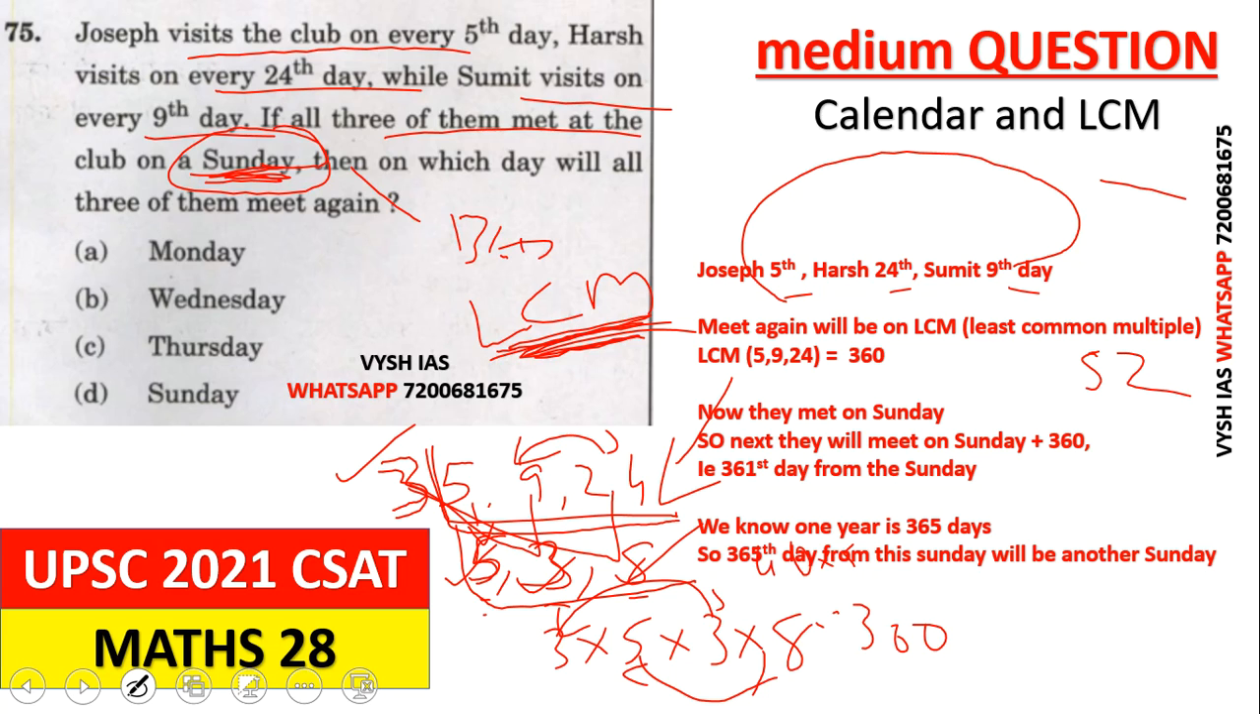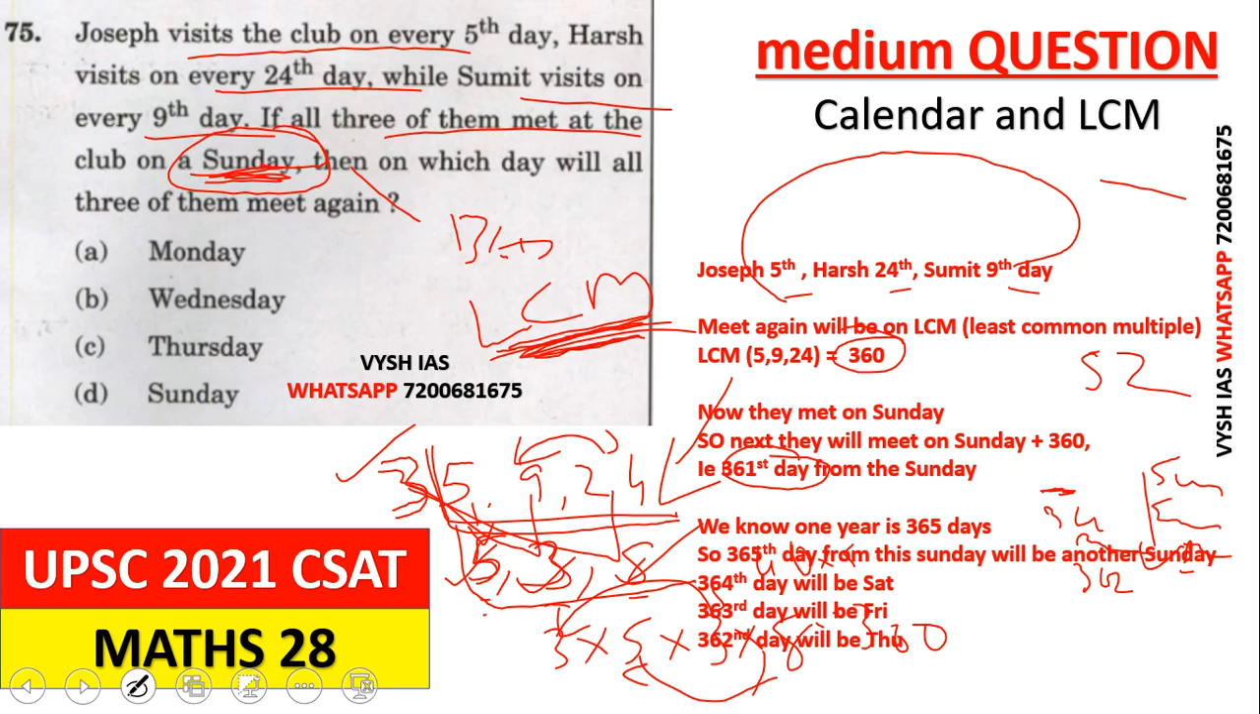Okay, so 365th day from today is Sunday, means 364th day is what? Saturday. 363rd day is what? Friday. 362nd day is what? Like that, you can do backtracking, right? And you want what? You want 361st day, because that is LCM. Okay, so 364th day is Saturday, 363rd day is Friday, 362nd day is Thursday, 361st day is Wednesday. Your answer is Wednesday.